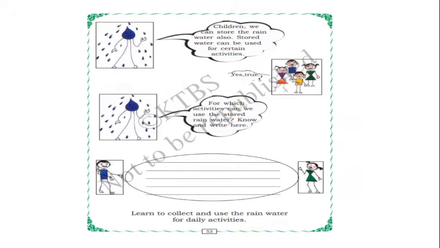Okay, yes. The water that is used for washing utensils, clothes, and vegetables can be used again. The water with which you wash utensils, clothes, vegetables, that used water you can use again for watering plants. Okay, this is called recycling of water. By recycling of water we can save our water, isn't it?